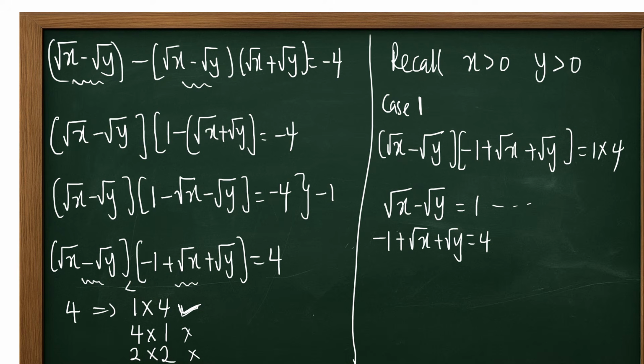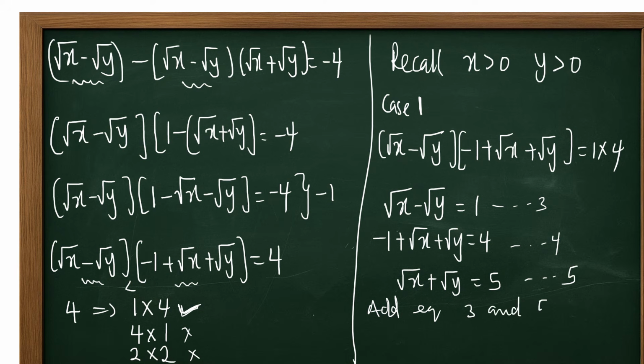This can be called equation 3, and I can call this equation 4. My equation 4 can be written as the square root of x plus the square root of y equals 5. Now, let's add equation 3 and equation 5.